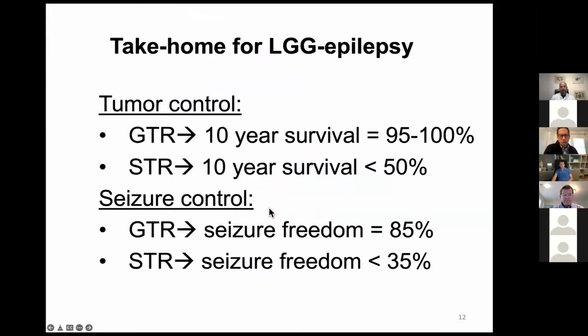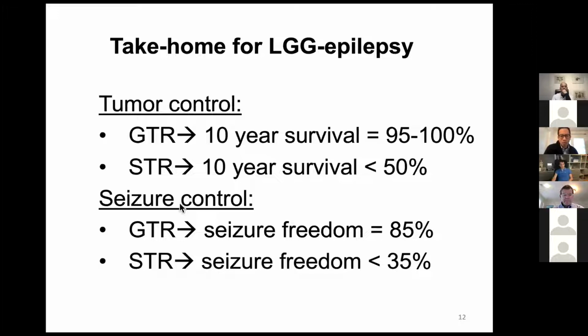So the take home, and this is very similar to what Dr. Pallud has alluded to, is that extent of resection is important both for tumor control and seizure control. These are two directly related things. And in fact, when you look at patients and their quality of life after tumor surgery for low-grade gliomas, the use of anticonvulsants and ongoing seizures is the #1 predictor of quality of life. That is, patients that have seizure control are the ones that have the best quality of life after surgery, and the ones that don't are the ones that have worse quality of life.